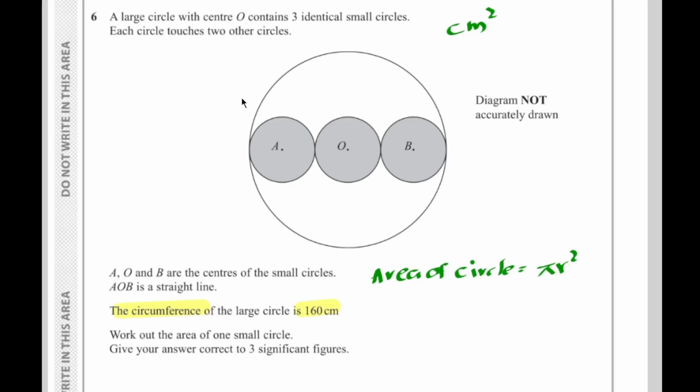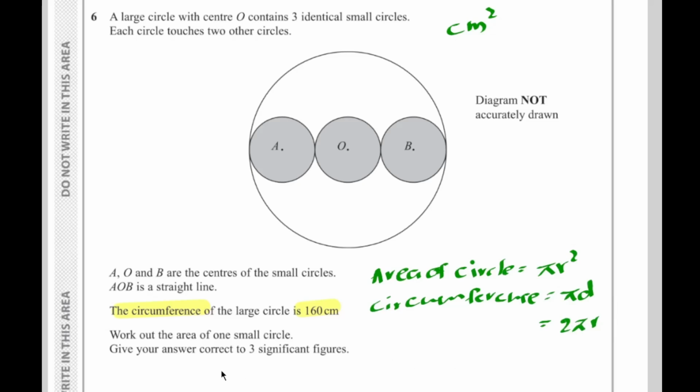Now to get the area of the small circle, I gotta get what r is. So our goal is to get what r is. To get r, there is a hint. The circumference of the large circle is 160 centimeter. Now, if you don't understand anything, always start off with the hint. You are getting 1 mark, I'm sure. So let's start off with that circumference first. Circumference. What's the formula for the circumference? Circumference equals pi d, or there's another formula 2 pi r. The both of them we can use.